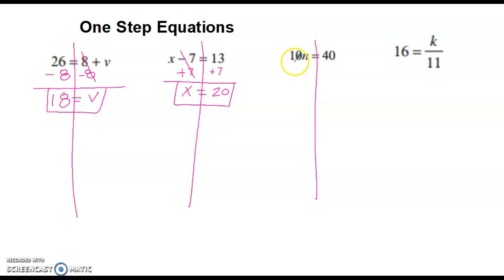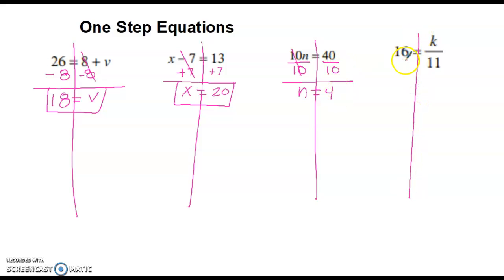Split down the equal sign, 10 times n is equal to 40. Again, inverse of times or multiplying is dividing. So we're going to divide each side by 10. That gets us a 1. N is equal to 4, because 40 divided by 10 gives us a 4.